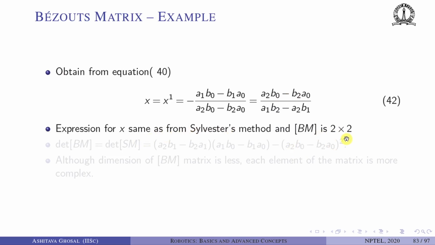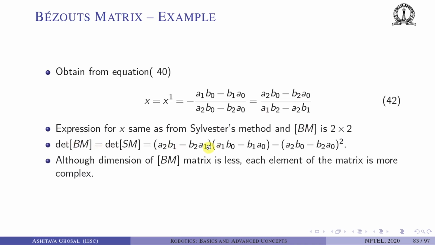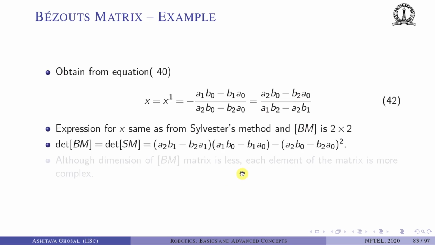So what about the determinant of the Bezout's matrix and the determinant of Sylvester's matrix? Both are exactly the same, so they will both give the same expression. This is an expression only in y. We have eliminated x, and what we get is the determinant of S of y equal to 0, or the determinant of B of y equal to 0. Although the dimension of Bezout's matrix is less, it's 2 by 2, each term in the matrix is more complex.